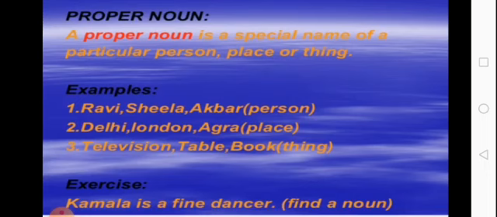Television, table, book. Specific names of a specific television, a specific table, a kind of table that is particular, that is different from the other ones. Clear? That is only one. Exercise, Kamala is a fine dancer. Now what is a noun? Kamala. And it is which type of noun? It is a proper noun.